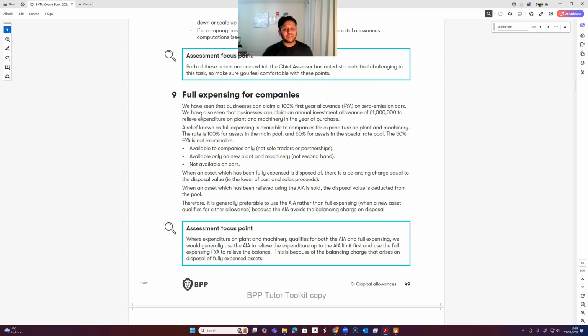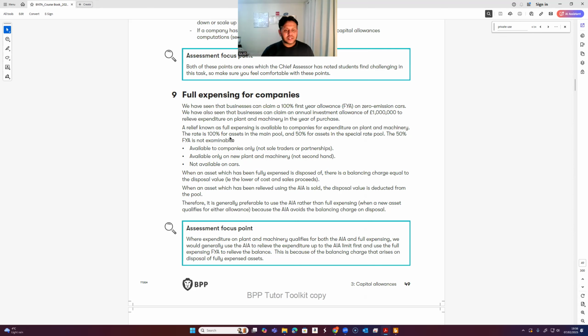We have seen that a business can claim 100% first year allowance on a zero emission car. We have also seen that a business can claim an annual investment allowance of 1 million to relieve expenditure on plant and machinery in the year of the purchase. A relief known as full expensing is also new, and is available to companies only, not for the sole trader. So it's very important to remember that. The full expensing is only for companies.